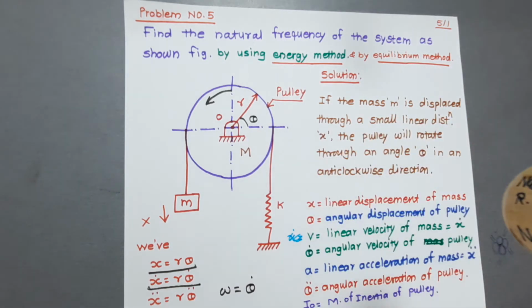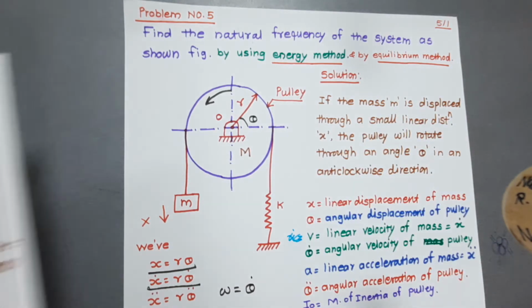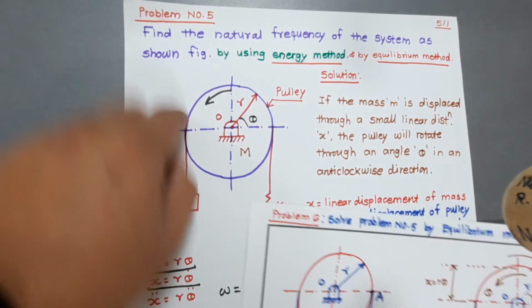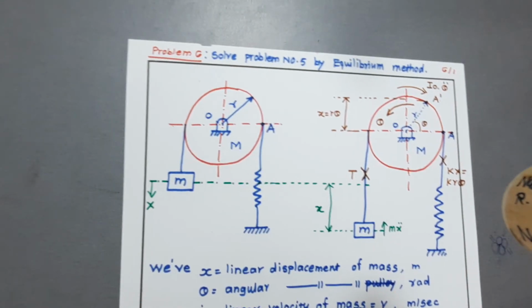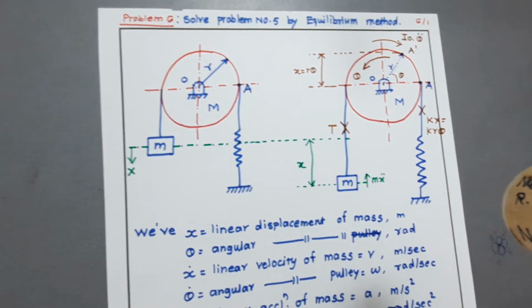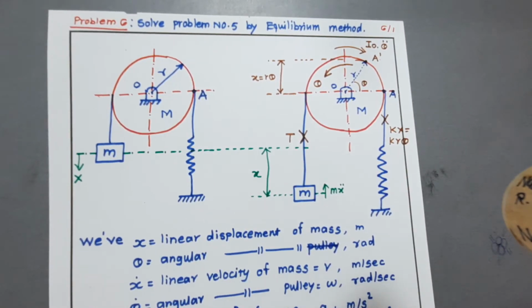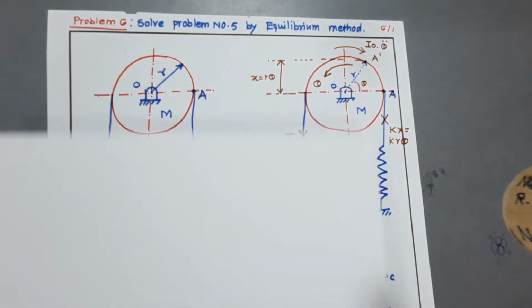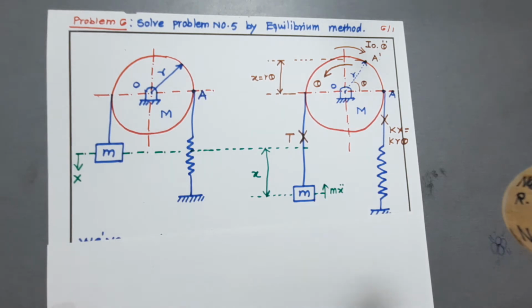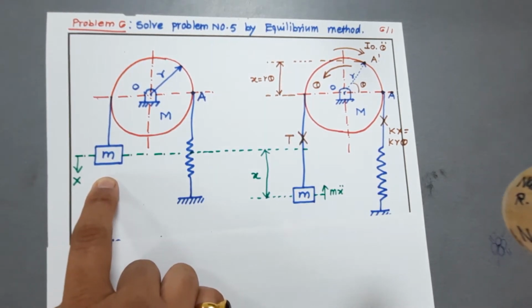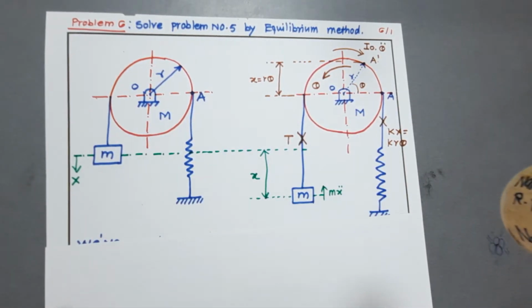the equilibrium method. Dear friends, the equilibrium method is also popularly called D'Alembert's principle. So now we will solve the same problem using it. We are going to solve the same problem by using the equilibrium method. Here again I am going to explain this diagram. This is the given system.